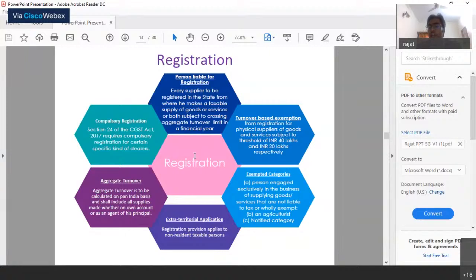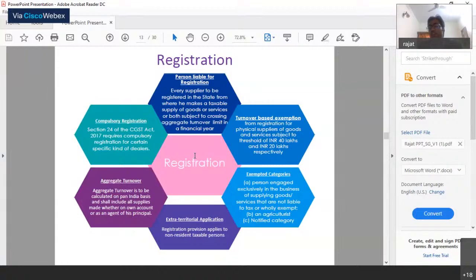There is a certain category of taxpayers who are not required to obtain registration under GST. These are people who are engaged exclusively in the business of providing exempted goods or services, that is, the goods and services which do not attract tax. And if you are solely catering to those goods and services, then you are not required to obtain registration under GST. And an agriculturist is not required to obtain registration under GST. And then there is a notified category which comes by way of notification.